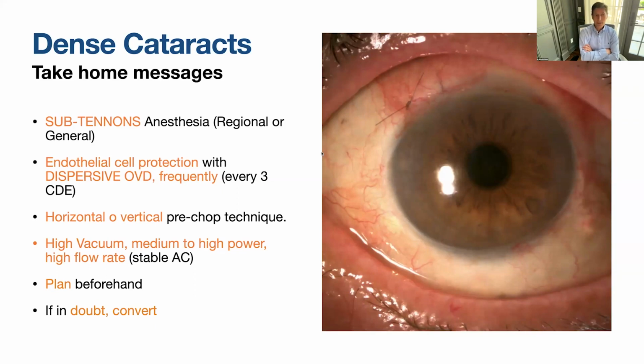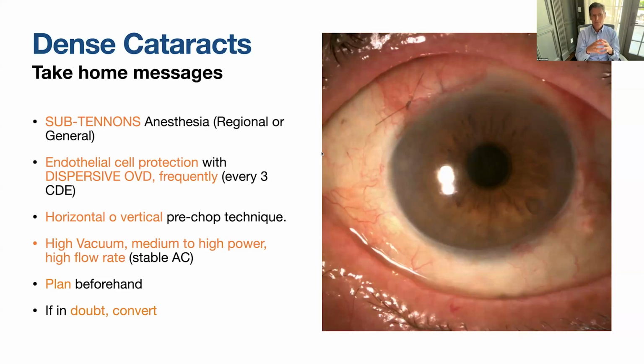I like to use subtenons, as I showed, because it doesn't increase the pressure of the eye. And protect your endothelium with dispersive OVD frequently, as often as you want. If you're doing phaco emulsification, if you're doing extracap, or if you're doing M6, again, you can use any type of OVD. Do chopping techniques, horizontal, I prefer over vertical, as the strain on the zonule is less.